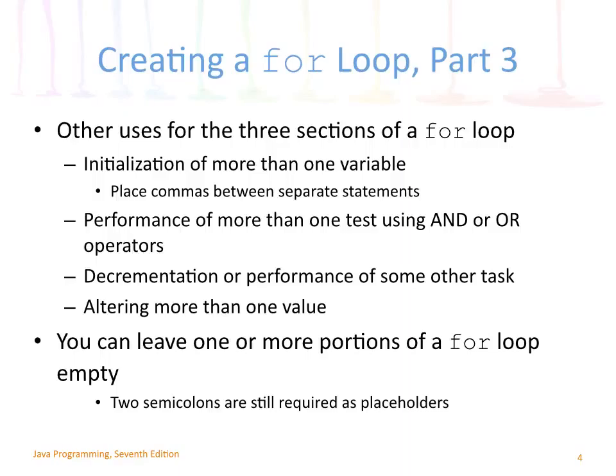We talked about that. Other uses for the 3 sections of a for loop: initialization, test, and update. We'll look at those nuances later. You can leave one or more portions of the for loop empty, but you do need the semicolon. We'll take a look at those examples later too.